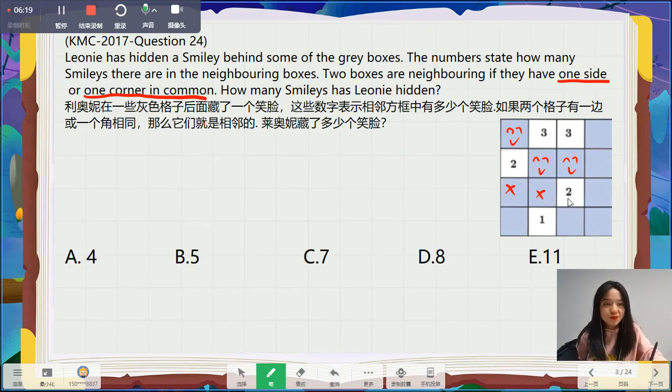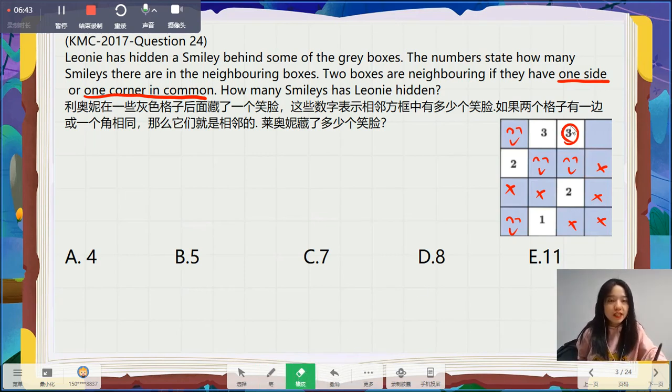How about this 2? This 2 also has 2 smileys now. So its neighbors cannot have smileys. Neighbors cannot, so give it a cross instead of a smiley. Now let's see this one. Where is its neighbor smiley? It can only be here, right? And for this 3, it only has got 2 smileys, so we need to add one more here.